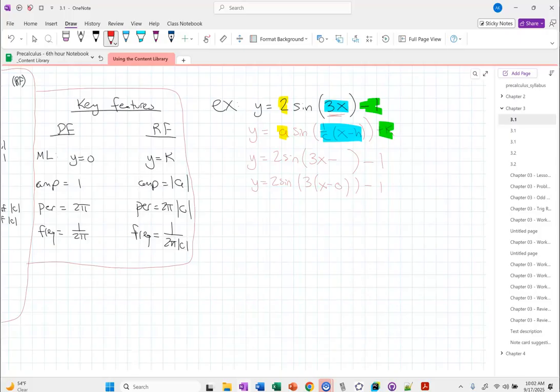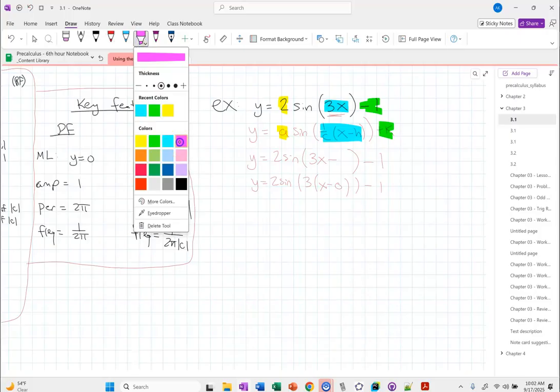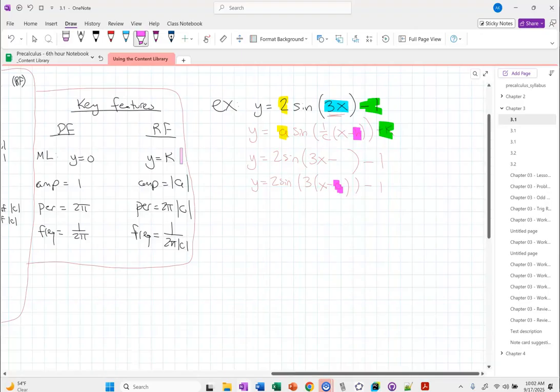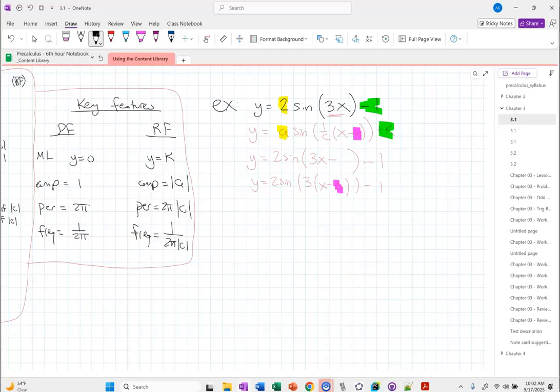Okay. So at this point, now let's get rid of the blue. I can see that the H has to be 0, right? You guys see that?